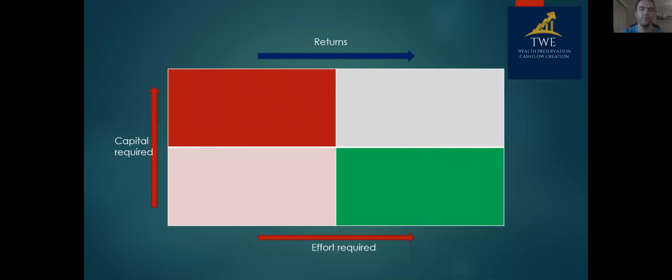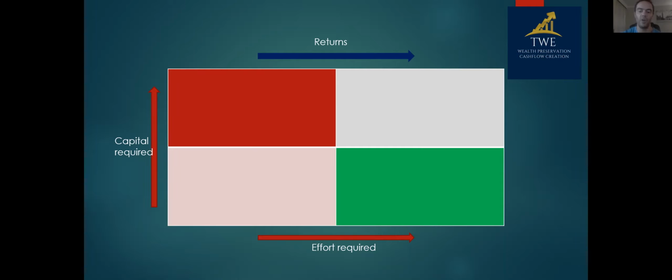Today, I just want to spend a couple of minutes talking through the wealth investment effort quadrant. As you can see, I have put it up here on screen, and this is going to show you a balance that we are trying to achieve in building a strong financial future. We need to find a balance between the capital required and the effort required. Now, as you can see, you want to end up on the right-hand side where the returns are highest. So your returns are at the top bar there.